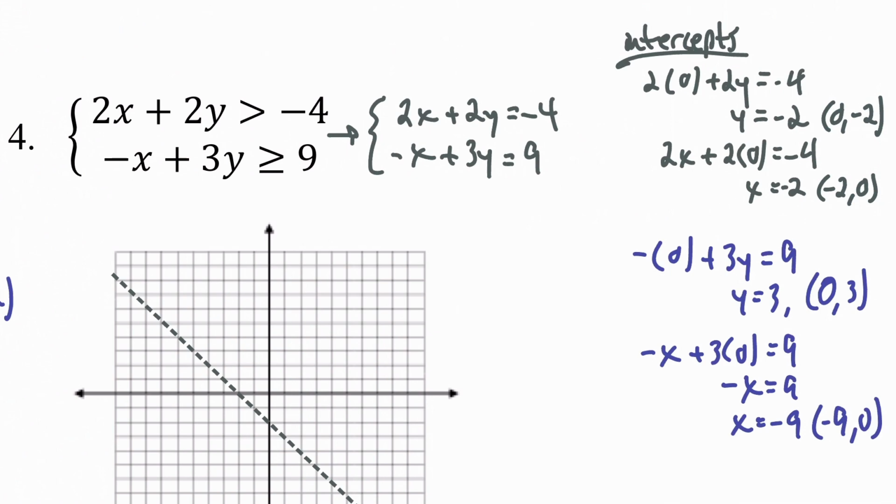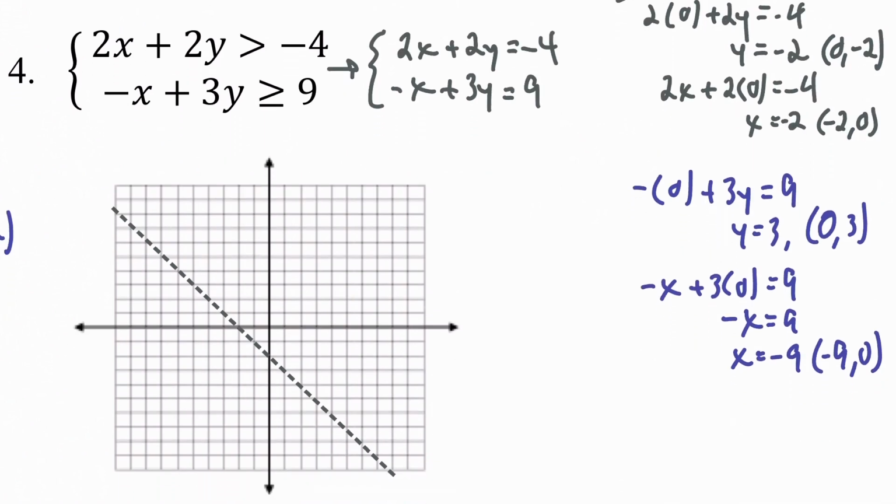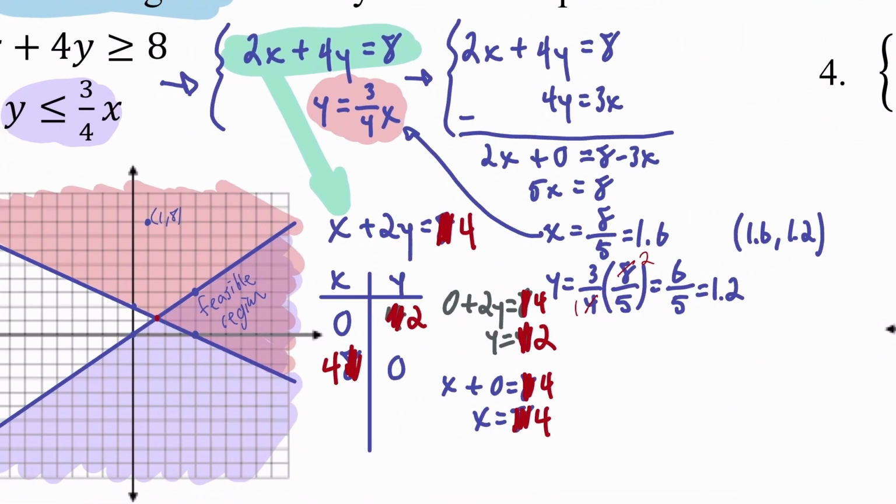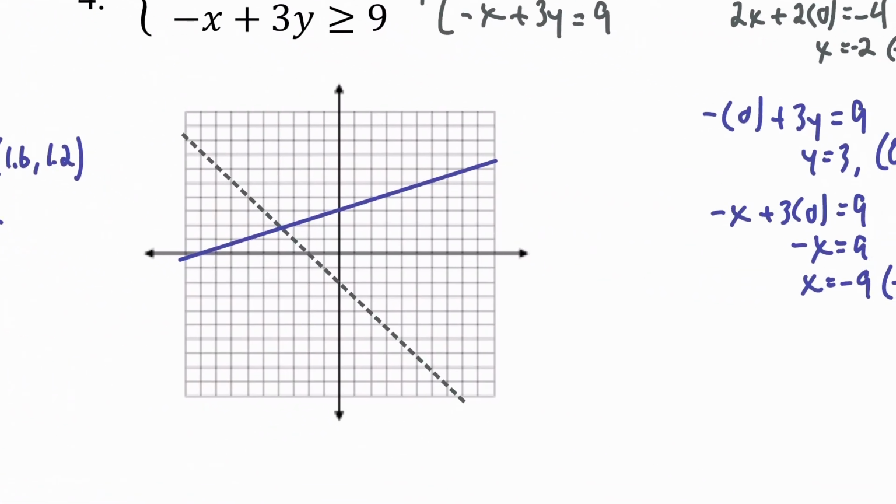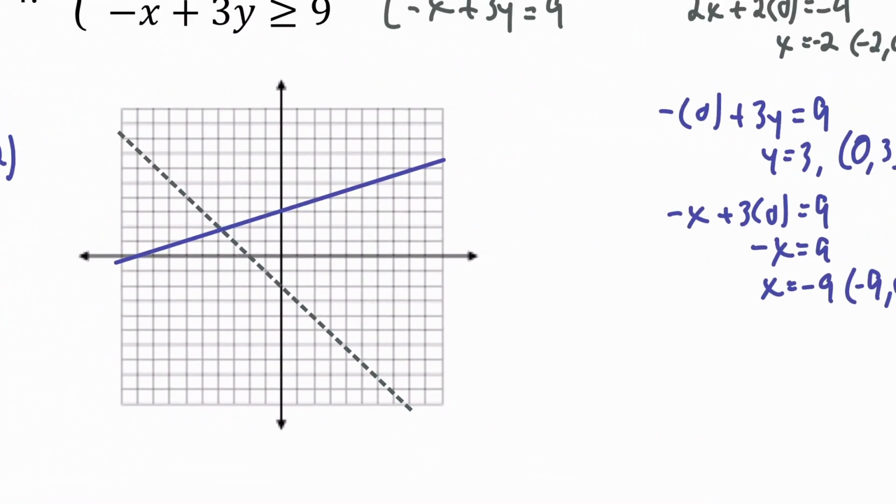Okay, and this one we'll do in blue. Okay, so 0, 3, and negative 9, 0. So something like that. That's pretty close. Okay, cool. And this one is an or equal to, so it's a solid line. Okay. So now we need to figure out where my feasible region is. And again, I'm not going to use the shading with the marker tool. I'll use the pencil tool or the pen tool. It actually is a separate pencil tool as well.